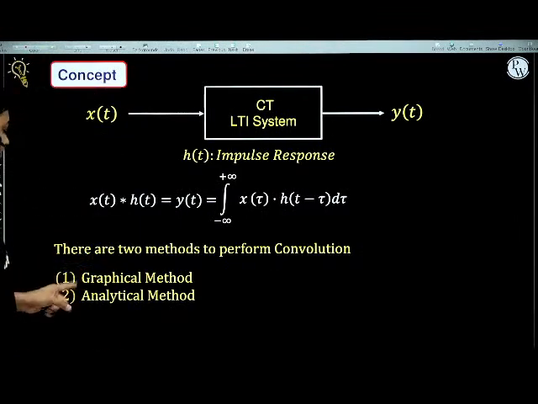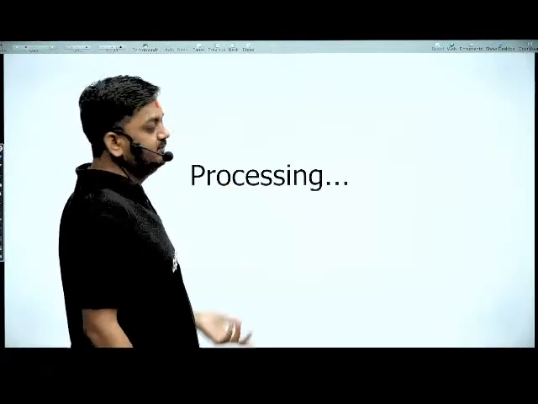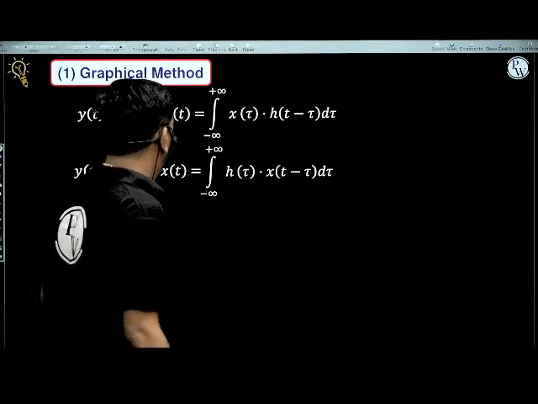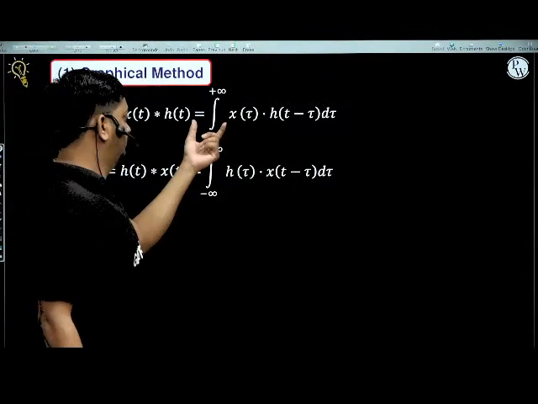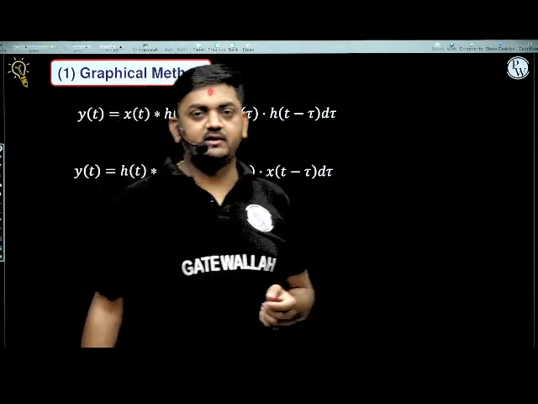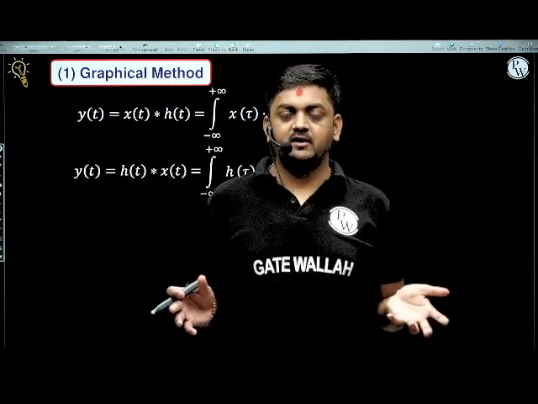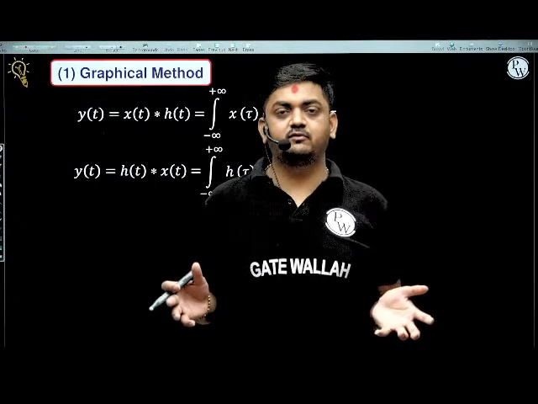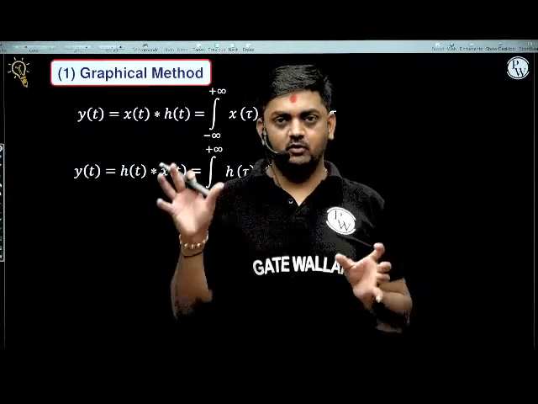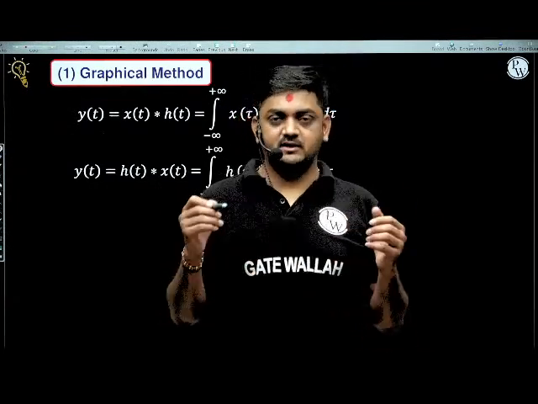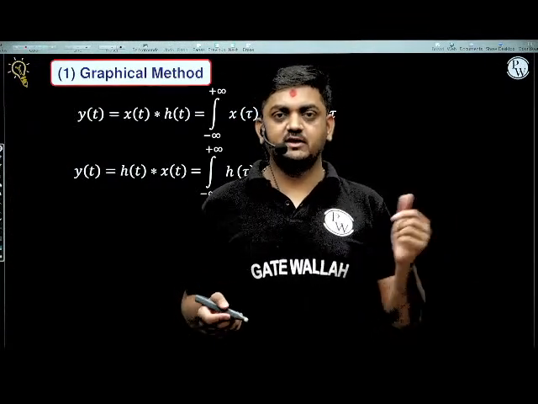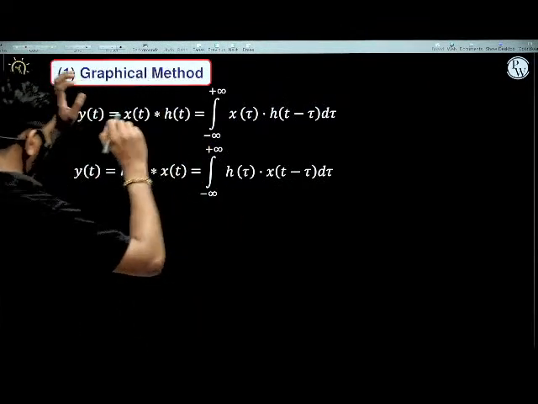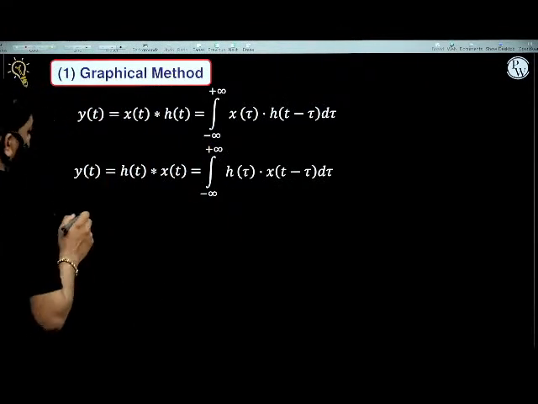So, graphical method and analytical method. We will skip the graphical method, as I told, guys. Why? In the graphical method, what do you have to do? Step number 1: find the range of x of t, and find the range of y of t, that is the lower limit and upper limit. Then change the axis from t to tau, then time shifting, time reversal, then multiplication, then integration. So there are basically 5 steps in the graphical method, and that I will also explain.